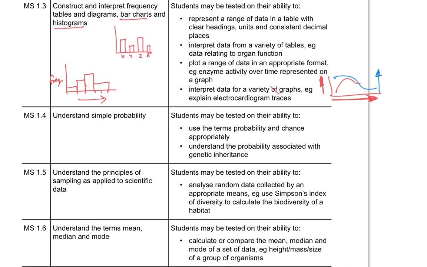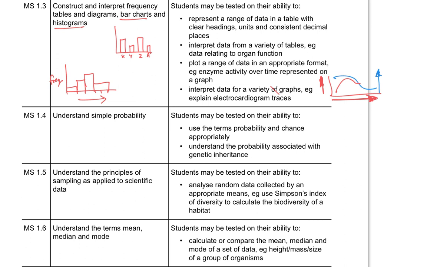1.4, understand simple probability. Remember, when we write our stats out, it's there is less than 5% probability that the difference is due to chance. You have to use those words in that order. So make sure you do that. Yeah, and we've been doing a lot of probability associated with genetic inheritance. So that should be reasonably okay.